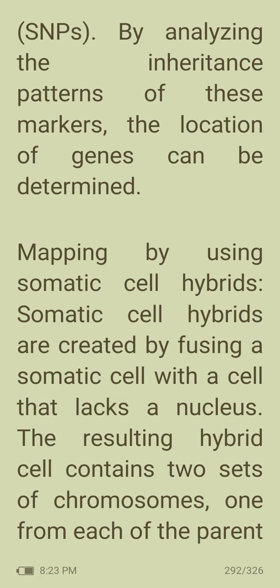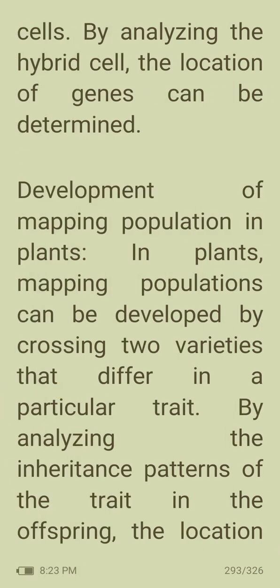Mapping by using somatic cell hybrids. Somatic cell hybrids are created by fusing a somatic cell with a cell that lacks a nucleus. The resulting hybrid cell contains 2 sets of chromosomes, one from each of its parent cells. By analyzing the hybrid cell, the location of the genes can be determined.